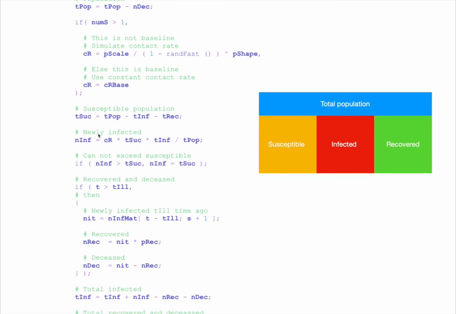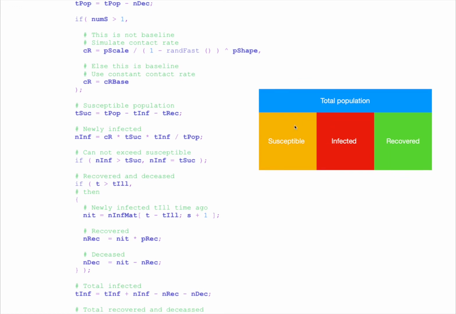But here's where we really want to spend some time. The size of the susceptible population is calculated as the total population less the infectious less the recovered. You can think of it, the total population looks like that after we've adjusted it for the deceased, and it's made up of these three classes. So the susceptible number really is the total less the infected less the recovered. That's what you see there.